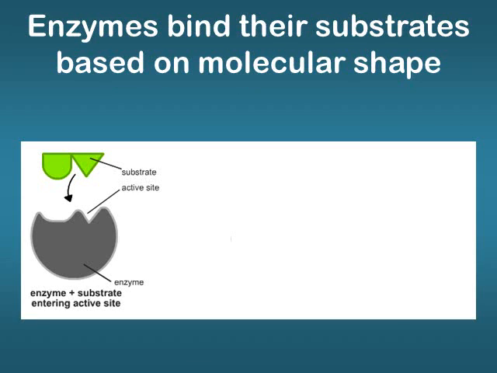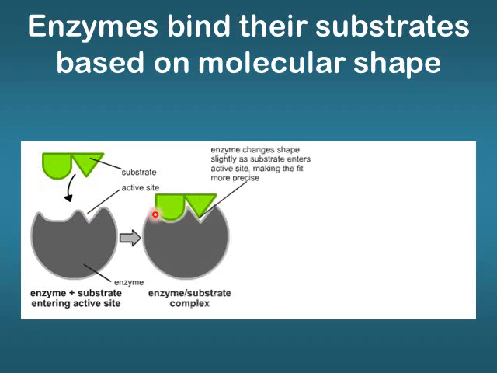Now, the binding of the substrate to the active site is referred to as a lock and key sort of model, where the substrate has a very specific shape that fits in the active site like a key into a lock. And when that happens, we also see a slight change in the active site as a better fit, called an induced fit, to that substrate. And here you see the enzyme-substrate complex.